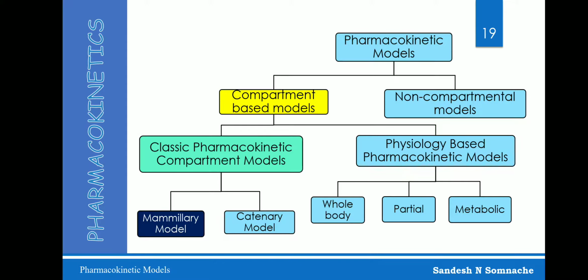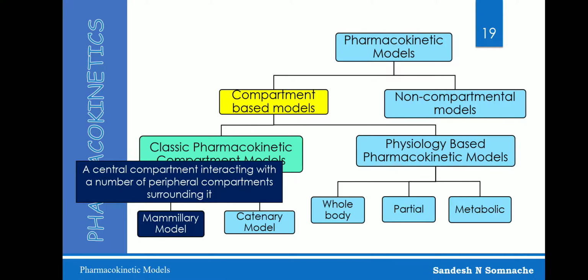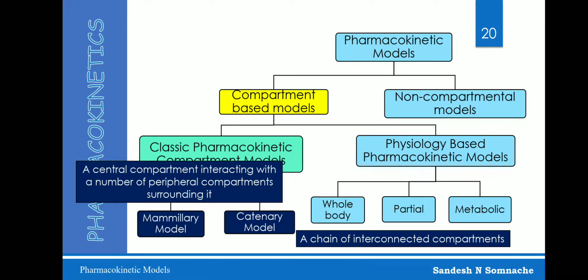Now when we are discussing the compartment models consisting of more than two compartments, then based upon how the different peripheral compartments, shallow tissue, deep tissue, very deep tissue compartments, are linked with one another or interacting with one another, they may be classified as mammillary models and catenary models. In case of mammillary models, a central compartment interacts with a number of peripheral compartments surrounding it, while in a catenary model a chain of interconnected compartments is there.